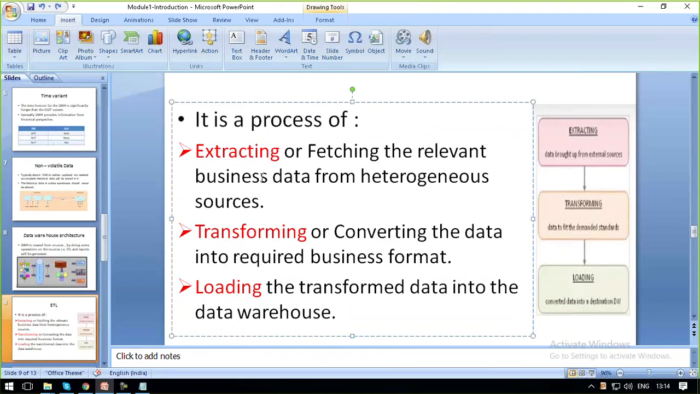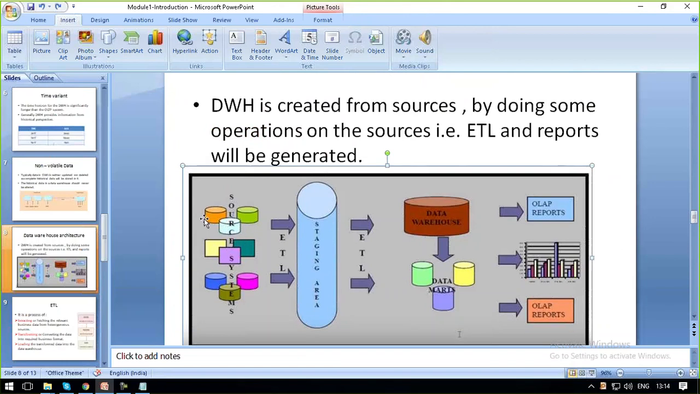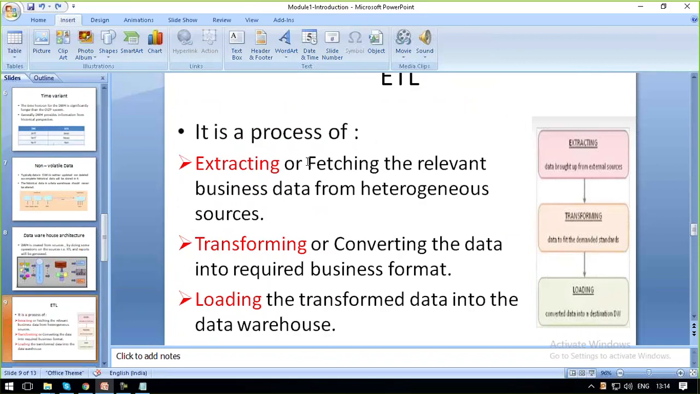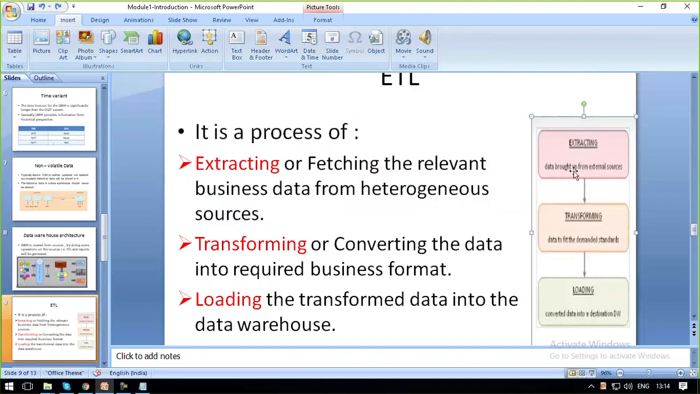From its name it's very clear that extracting means we are fetching the data from the sources. What are the sources? Like the category table, product table, sales table, employees table, date table, time table, right? From all these different tables we are going to fetch our data, we are going to extract our data, or you can also read from here, data brought in from external sources. From the different sources we are going to read the data.